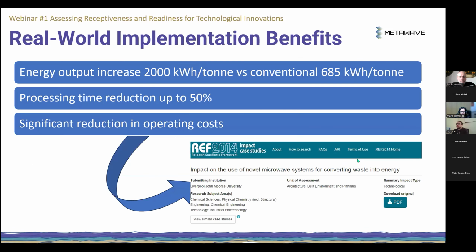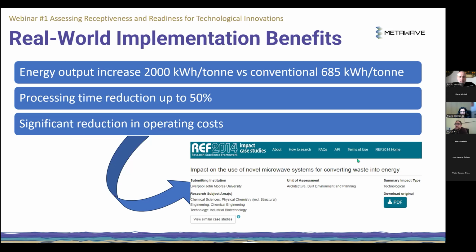For example, this specific benefit that was reported in the Research Excellence Framework from 2014 showcased that there was an energy output increase of 2,000 kilowatt hours per ton versus the conventional 685 kilowatt hours per ton, and the processing time reduction was up to 50%. So this led also to a specific reduction in the operating costs for the technologies and for the companies being involved within these novelties.